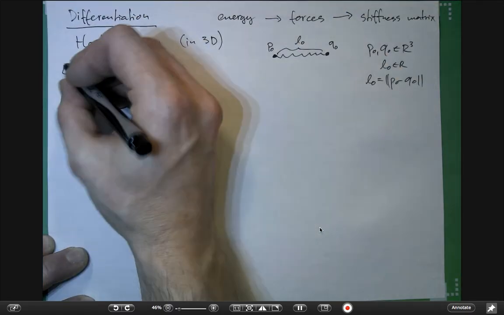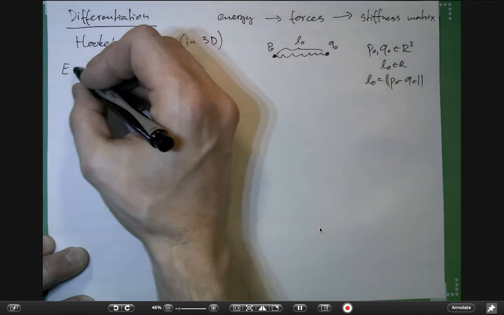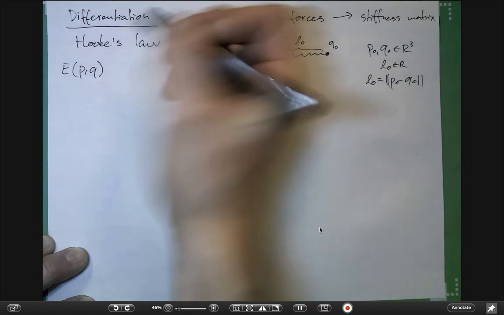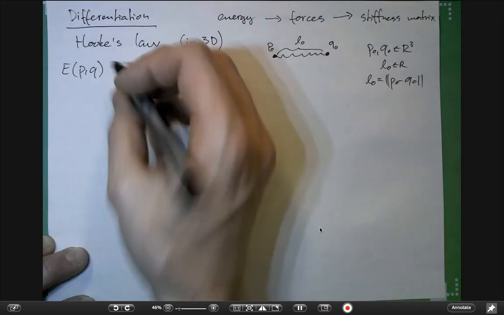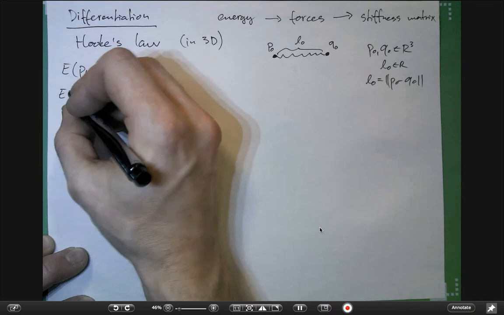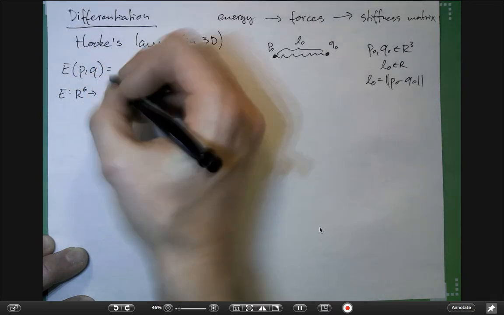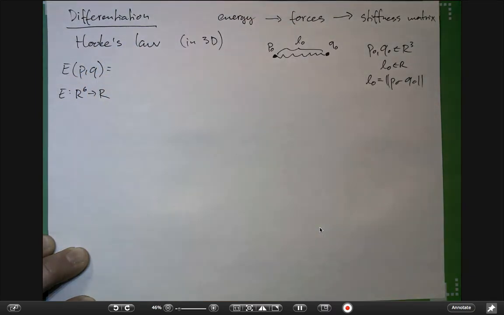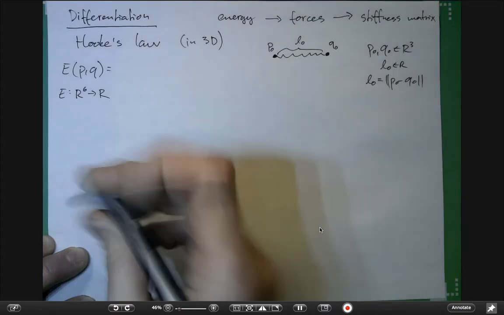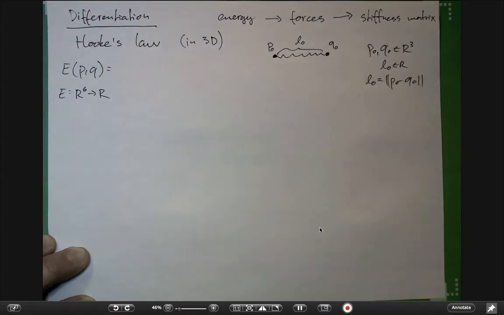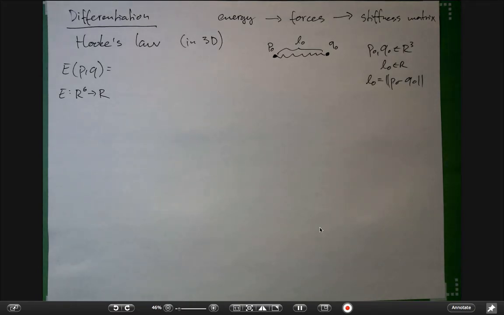Hooke's law tells us what is the potential energy of the spring, E(P,Q). So E is an energy function, a function which goes from R6 to R1. Does anybody dare to guess, or does anybody want to tell me what Hooke's law is? Maybe you remember it from some physics class.